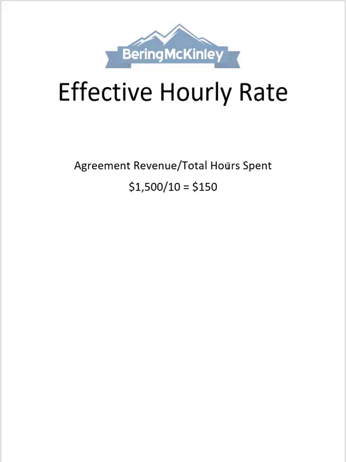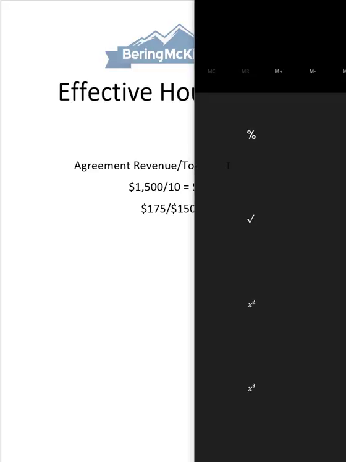So if we said normally we would charge $175 per hour, or we're trying to get $175 per hour, then we'd take 175 and divide it by 150. And that equals, I need a calculator, and that's going to be ugly, 175 divided by 150. Oopsie, 150 divided by 175, sorry.